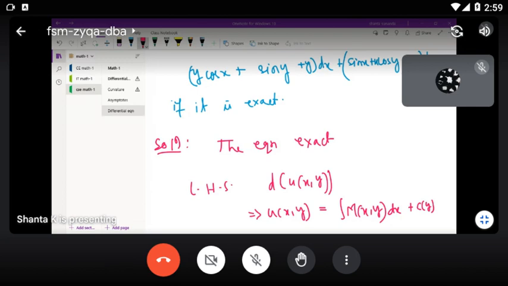This exact, up to exact will come, because up to this only I have finished. Exact and integrating factors are there.